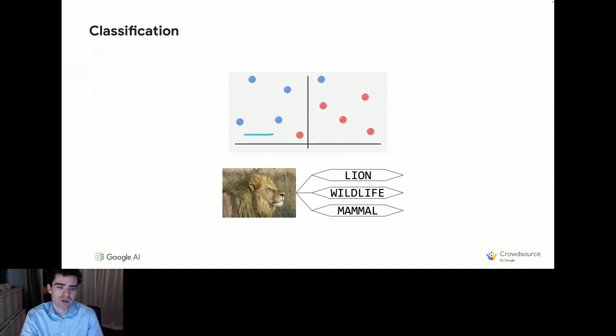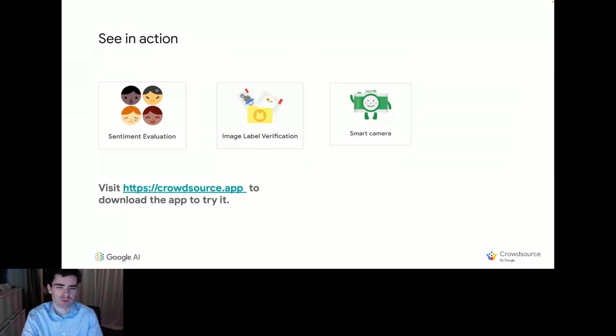So if you go to Crowdsource, you'd actually be able to see lots of these examples in action. Sentiment analysis, image label verification, which is what we did previously, sort of, and smart camera. So we did smart camera, and we did image label verification. Sentiment evaluation is what I was discussing earlier in terms of hate speech. And they're using emojis here to denote the categories.